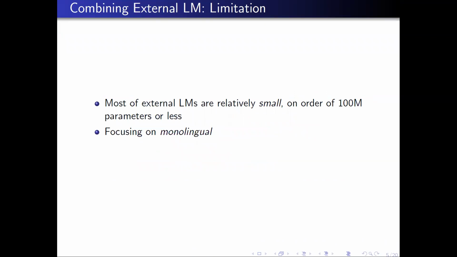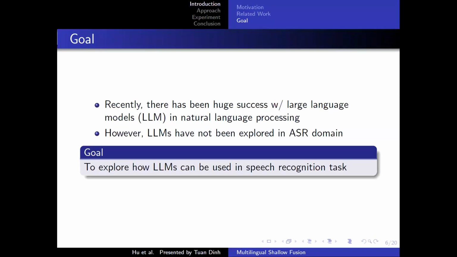The limitations of the previous work on external language models are that most of them are relatively small, on the order of 100 million parameters or less, and they mainly focus on monolingual. Recently, there has been huge success with large language models in natural language processing. However, large language models have not been explored in the ASR domain. The goal of this study is to explore how large language models can be used in speech recognition tasks.